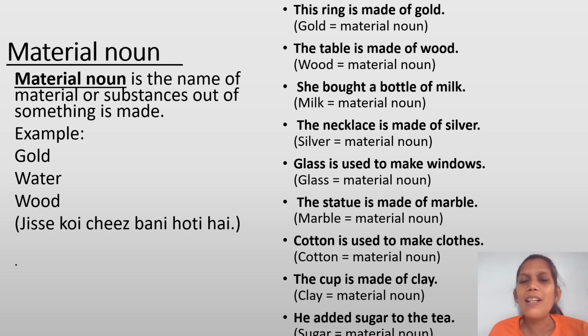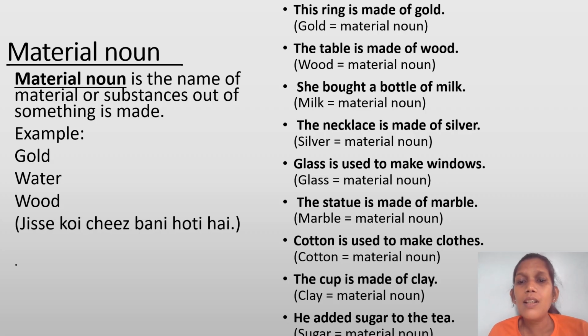Okay. Now let's understand more. She bought a bottle of milk. Okay, what did she buy? A bottle of milk. Milk is a material noun. The necklace is made of silver. Okay, necklace किससे बना है? Silver. Glass is used to make windows.